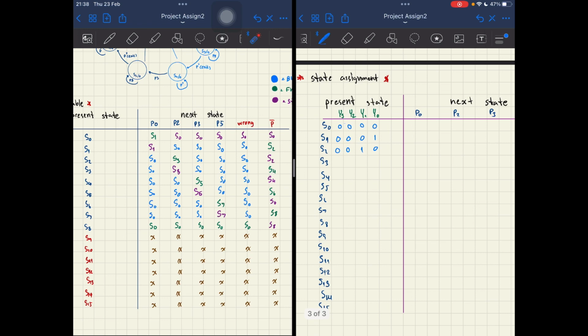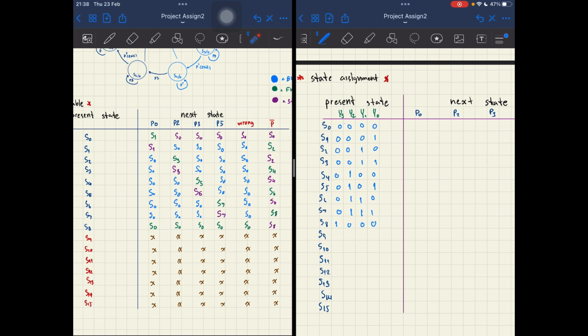S3 is 0, 0, 1, 1, right? 1 and 2, it will be 3. S4 is 0, 1, 0, 0. S5 is 0, 1, 0, 1. S6 is 0, 1, 1, 0. S7 is 0, 1, 1, 1. And then the last one, 1, 0, 0, 0, is state 8.